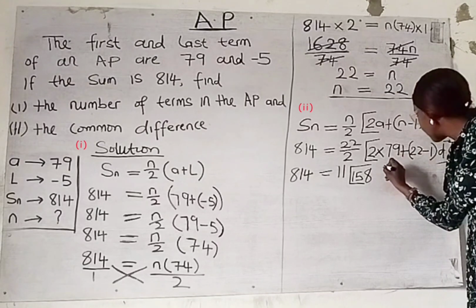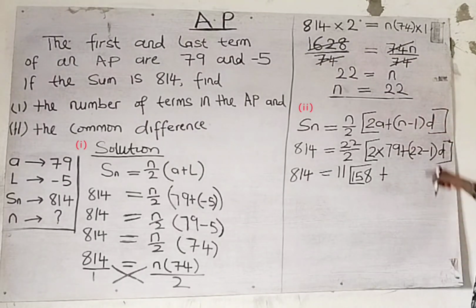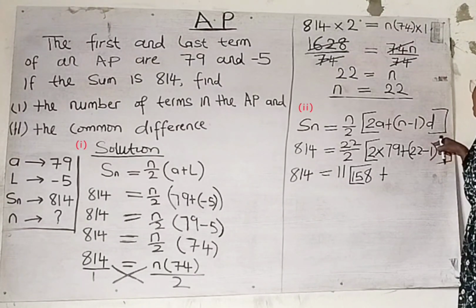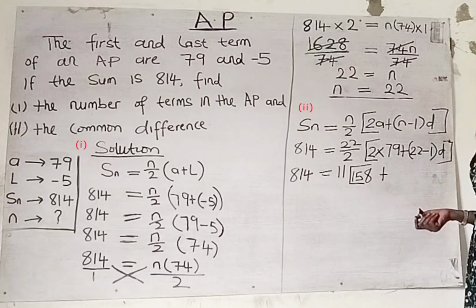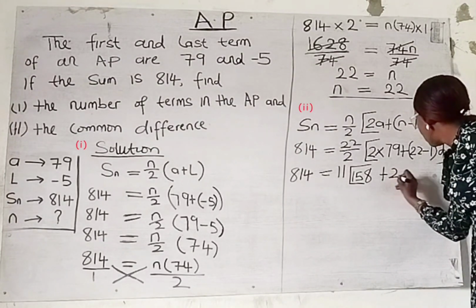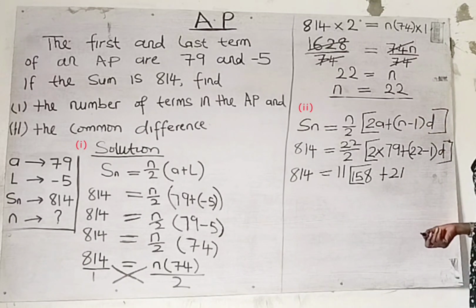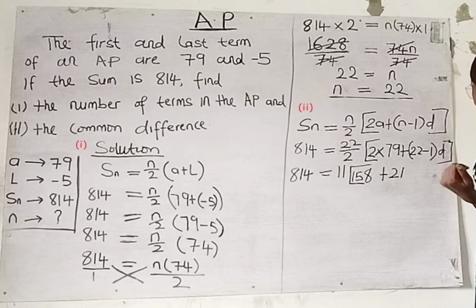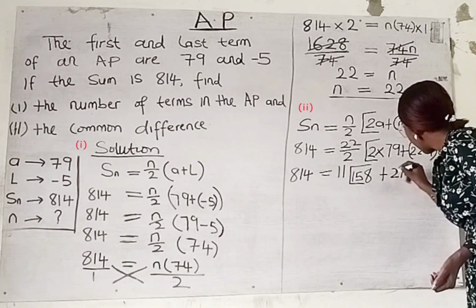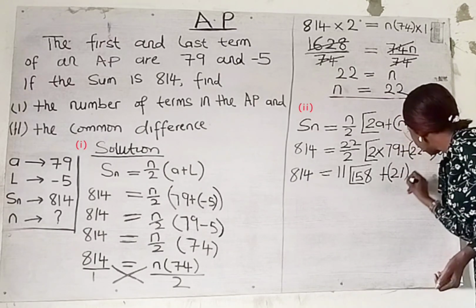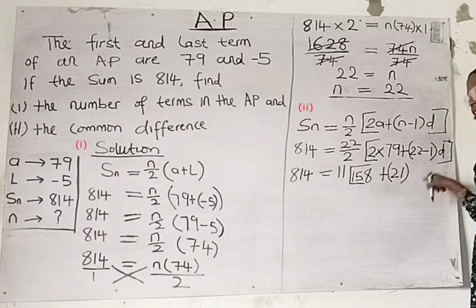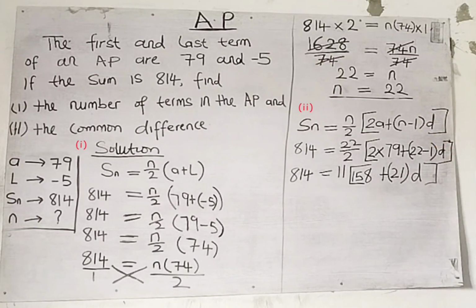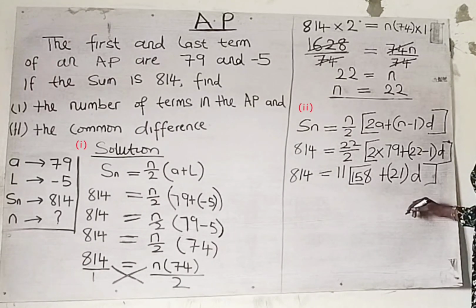I put my plus. I come into this small bracket and say 22 minus 1 gives us what? Gives us 21. So I write 21. Let me still put it inside brackets. I still put the D here. We are solving to get the value of this D. Okay? I hope you are following.